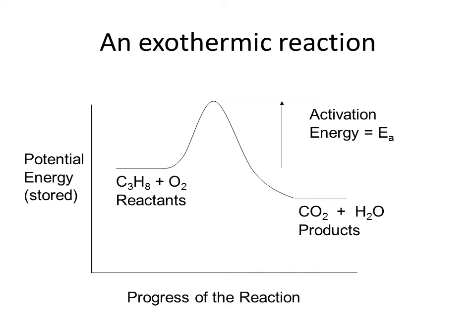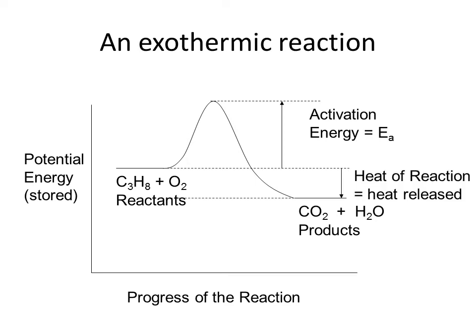Now, this transition state is at the peak of this curve here. This curve is showing energy going up, which is the breaking of bonds, and then energy coming down, which is the formation of bonds. The difference between the reactants and the top of this curve is called the activation energy, and at the top of that curve is where the transition state is. The drop in energy between the reactants down to the products, that's the heat released by this exothermic reaction.